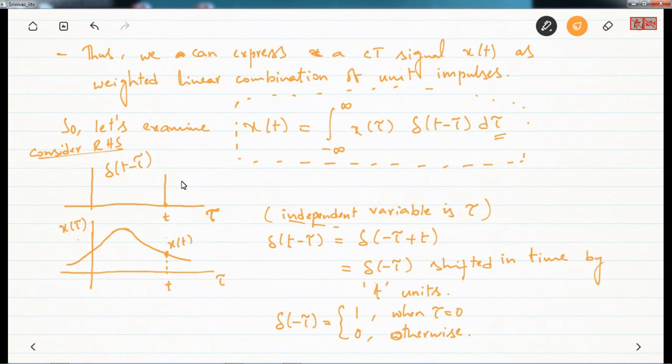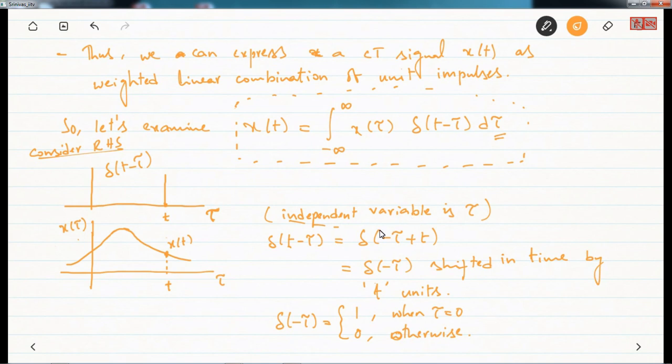This is what exactly we did in sampling also, right? When we wanted to sample, we took unit impulses and multiplied the continuous time signal with the series of unit impulses, and we got the samples. So here what I'm trying to say is that x of t is decomposed into x of t plus delta, x of t plus 2 delta, x of t plus 3 delta, and so on, and then multiplied with unit impulses shifted by delta, 2 delta, 3 delta. So that's what this is.